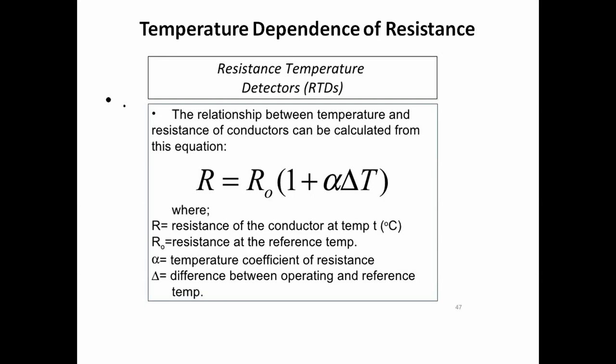Now we will talk about temperature dependence of a resistor. Meaning how the resistance of a resistor depends upon temperature. So we have a relation here: R is equal to R naught into 1 plus alpha delta T. Here R is the resistance of a conductor at any higher temperature, and R naught is the resistance of the conductor at the initial temperature.